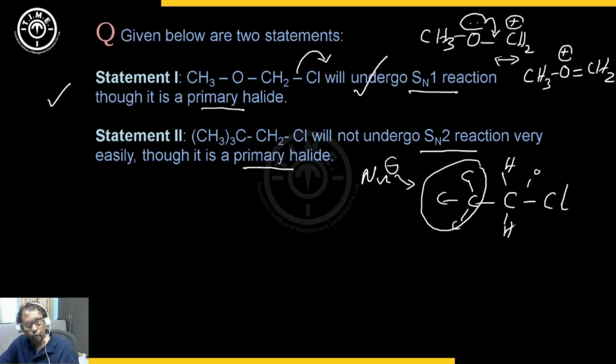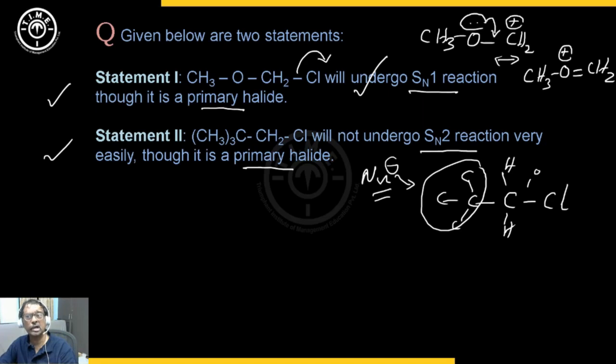So though this is a primary halide, it is only for namesake a primary halide. It's like a tertiary halide rather, because you have a tertiary butyl group here blocking the way of the nucleophile. So the nucleophile is not getting a clear path to attack this carbon from the rear side. Therefore, though this is a primary halide, it will not undergo SN2 reaction. This is also correct. So statement 1 and statement 2 both are correct.